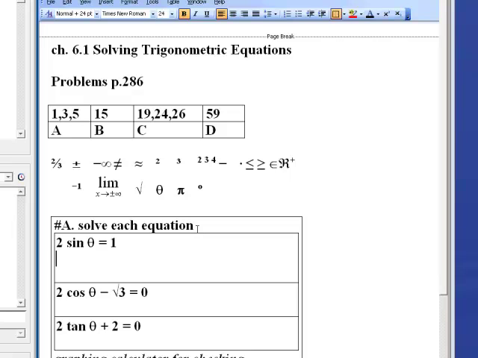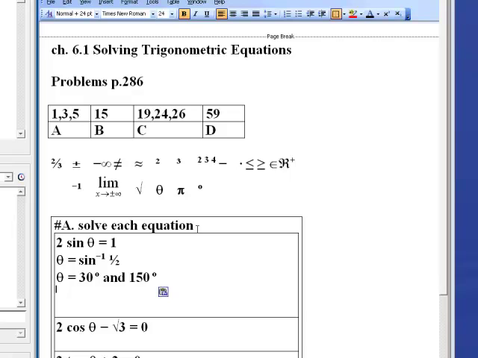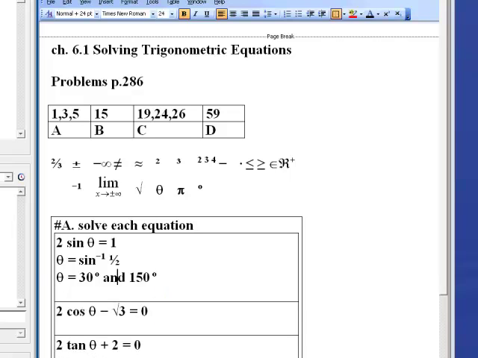The first one is 2 sine theta equals 1. So sine theta equals 1/2, or theta equals the inverse sine of 1/2. We know that the reference angle there is 30 degrees, and then of course we're in the second quadrant as well, so it's also 150 degrees. I already had that prepared beforehand, so I just pasted it in here as the solution.